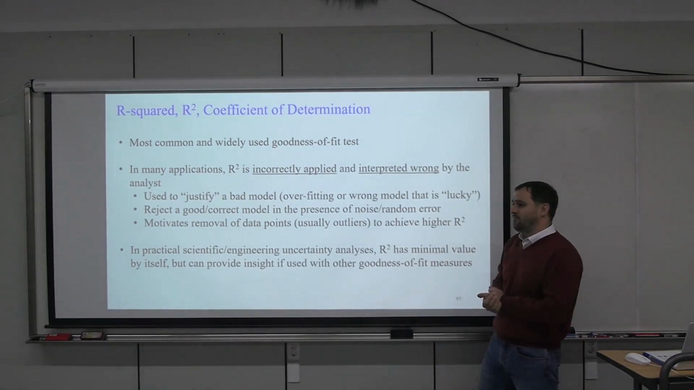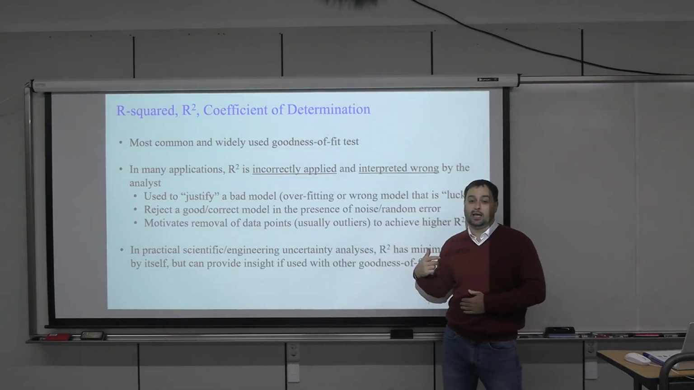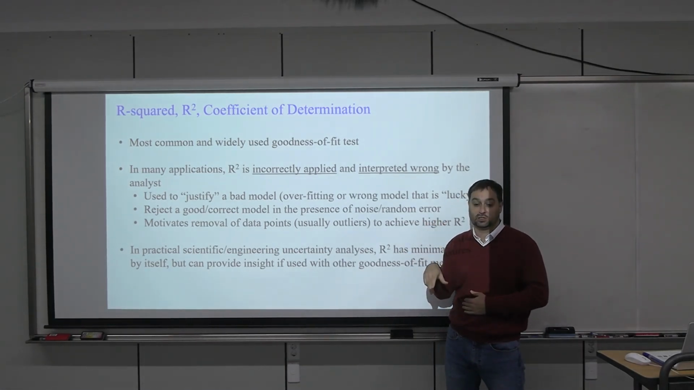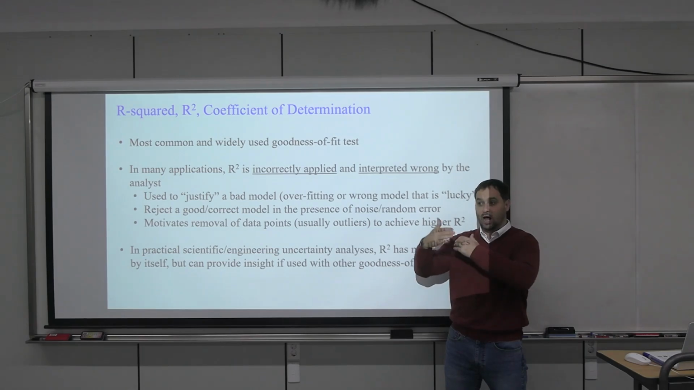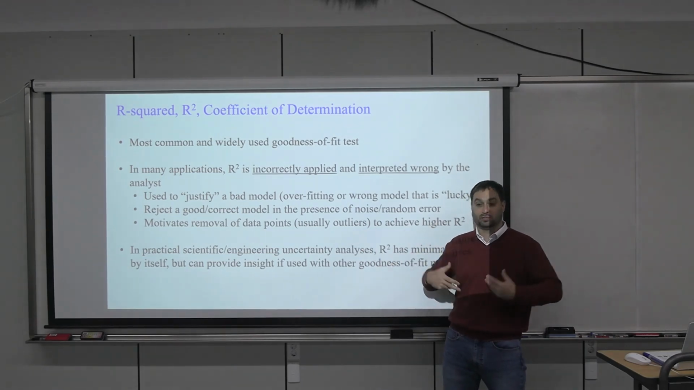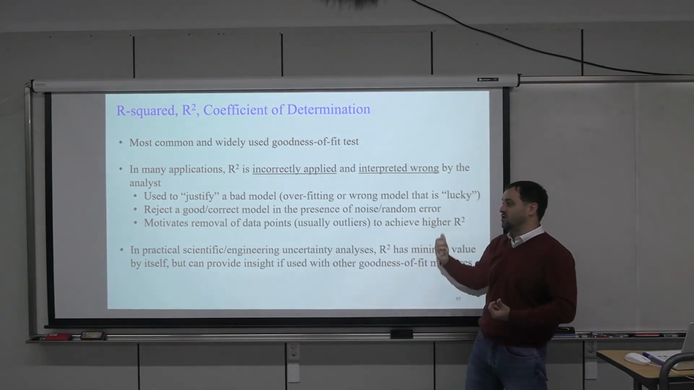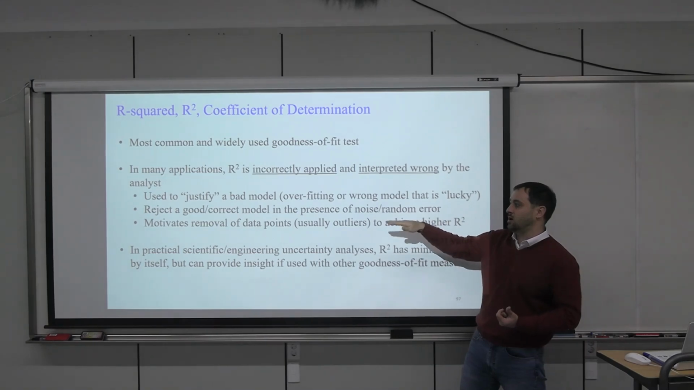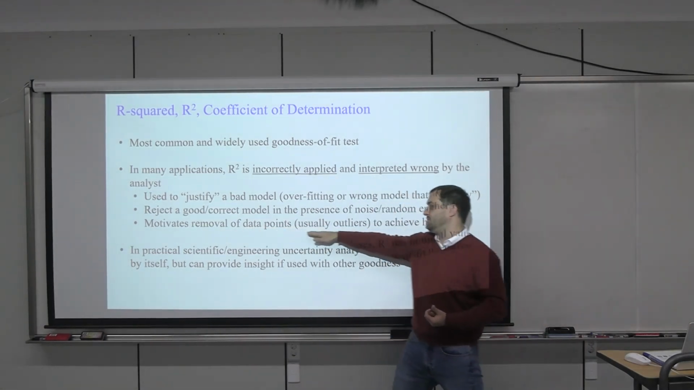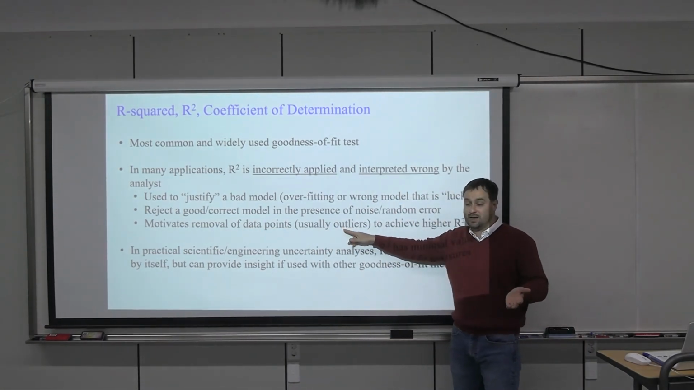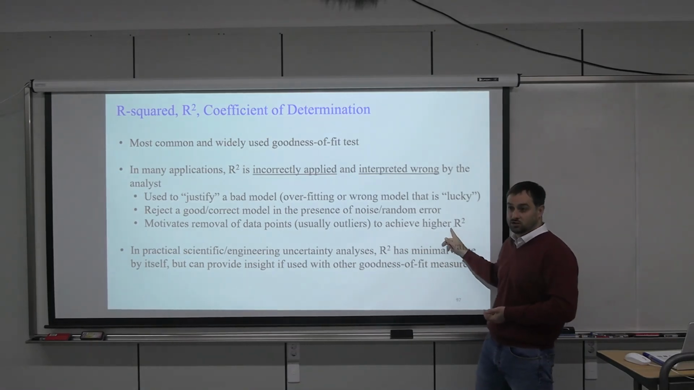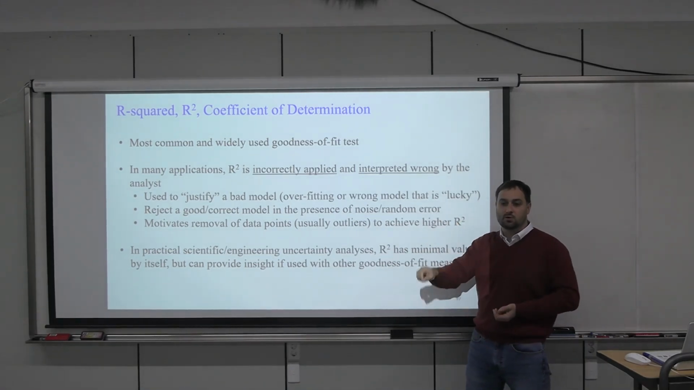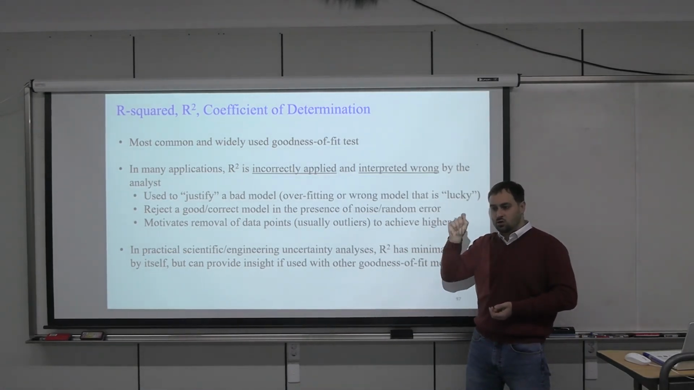And also, which I've personally seen in PhD dissertations that use regression, and in journal papers that I've been a peer reviewer on, and I consume a lot of journal papers that use regressions, I've noticed that R squared is used to motivate the removal of data points, which are usually outliers, to achieve a higher R squared. So people remove data points that you should not remove.